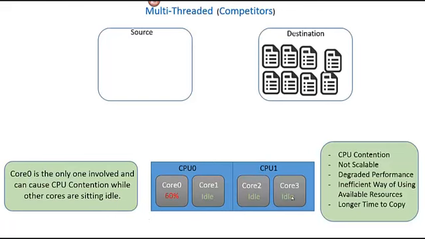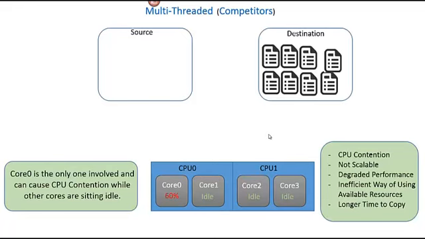If you've got 12 cores or 32 cores, core 0 is the only one that's involved. Performance can be degraded, especially if you've got other applications running which are also written to only use core 0, which is very much the case in a lot of applications. And this is an inefficient way of using available resources because you've got core 1, 2, and 3 sitting idle. And it does take a longer time to copy. Of course, it's faster than using a single-threaded job. Now, this example was our competitors.